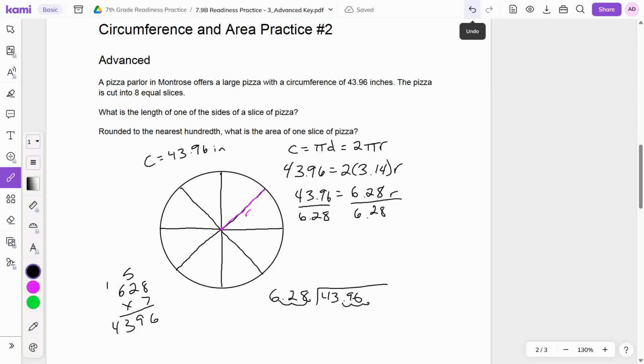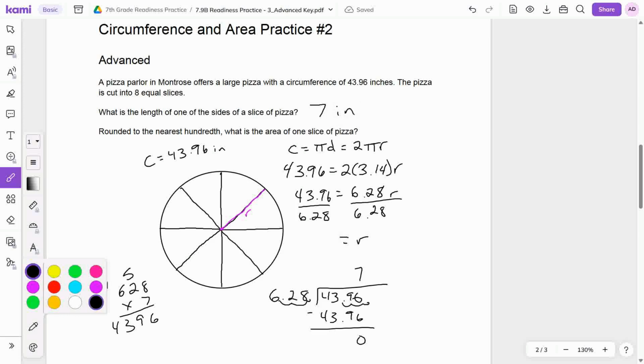All right. So this is going to be 7, 43.96. All right. So this is 7 inches. Okay, so my length of one of my sides of pizza is 7 inches because that's my radius. R equals 7. So we could put this right here. Now, rounded to the nearest hundredth, what is the area of one slice of pizza?